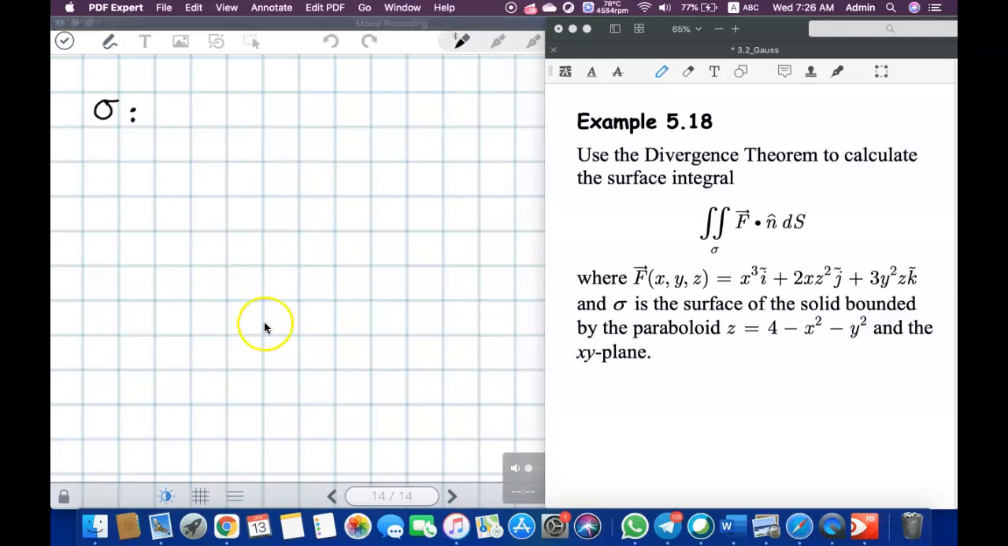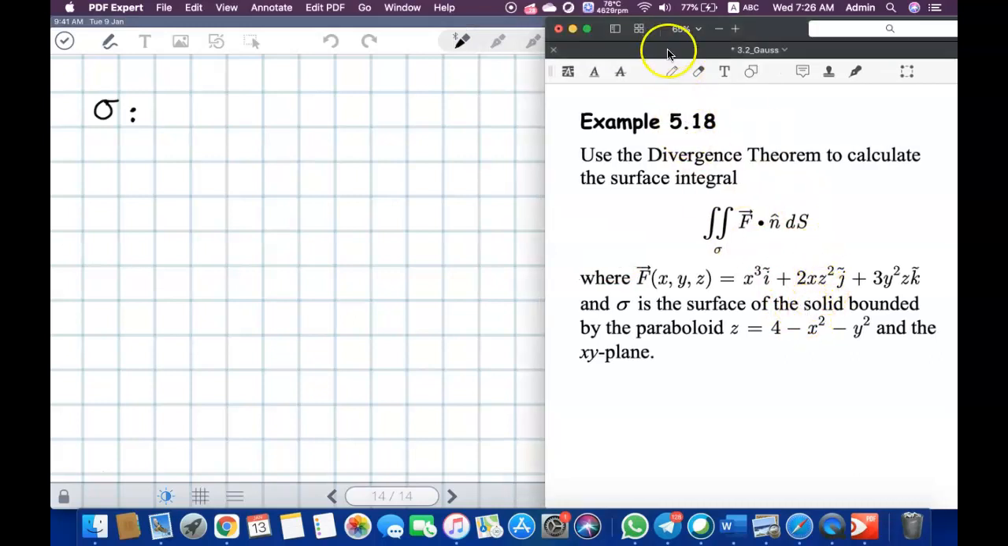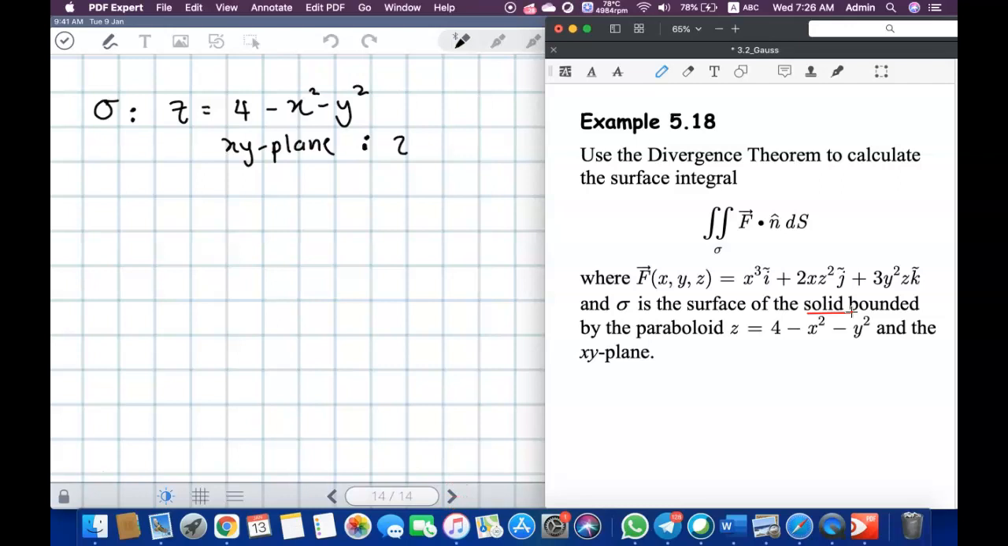Solid, and the keyword here is solid, meaning that it is understood that we have a closed surface. Okay, so it is bounded by z equal to 4 minus x squared minus y squared and the xy plane. So the xy plane here is z equal to 0. Unless they say that z equal to 1, then you have to take the xy plane where z is equal to 1. But in this case, they don't mention that, so we assume that z is equal to 0.